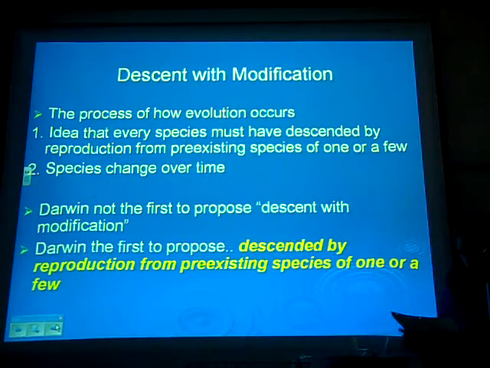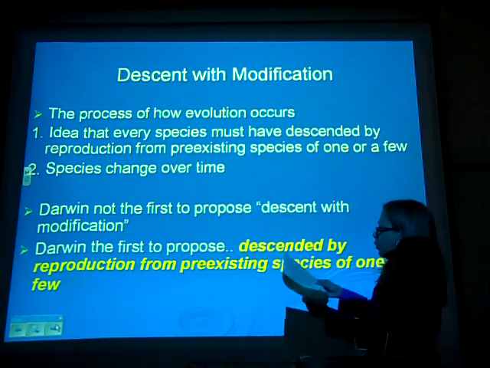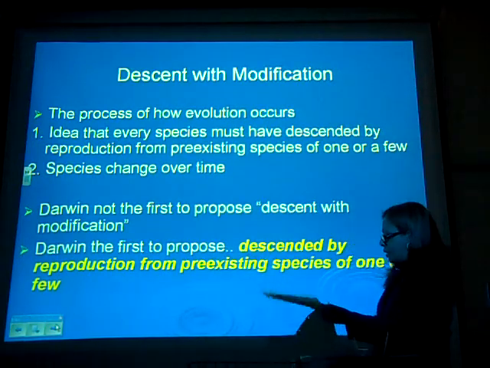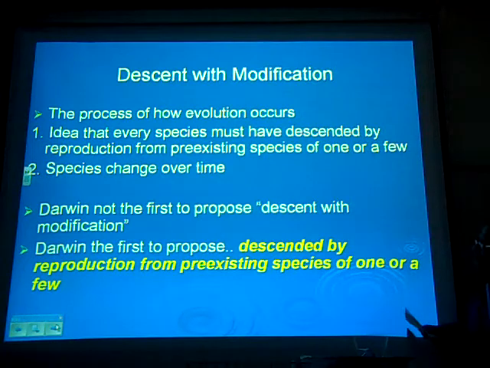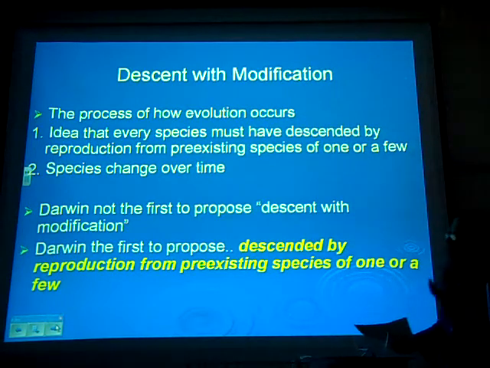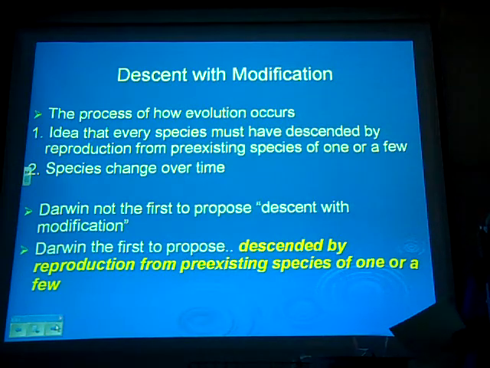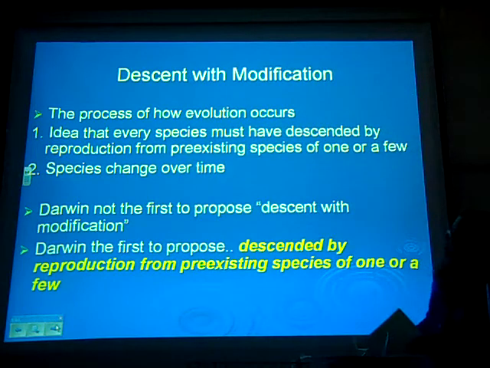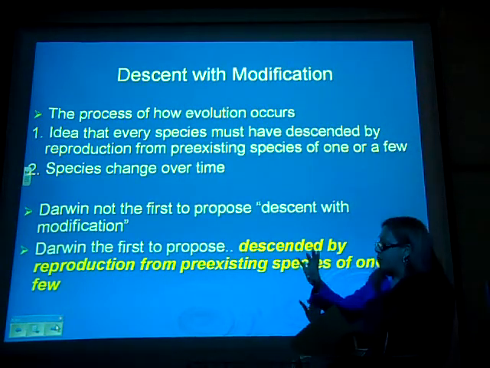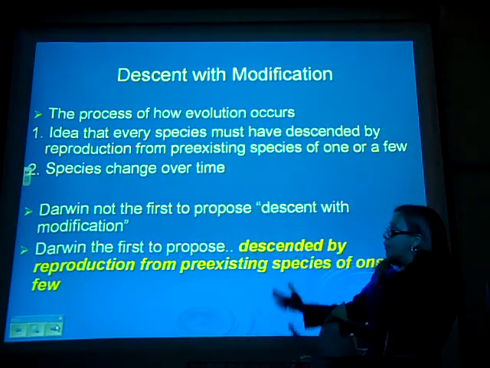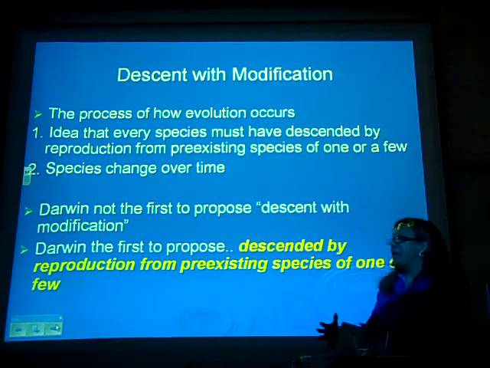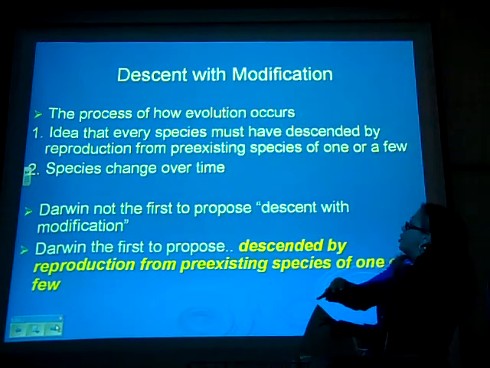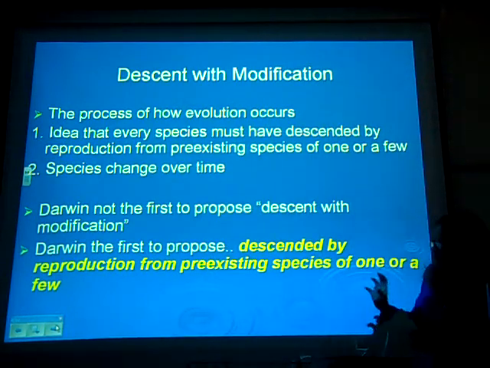And so we go on to the first part, descent with modification, and I hope that you notice that we're actually following the different parts of the guided study guide. Okay, if you haven't picked up on that by now, I'm sorry about that. But descent with modification is the process of how evolution occurs. This is the area in his theory that answers the question, how does it happen? Well, he proposed that every species must have descended by reproduction, first of all, so that's number one, that they are descendants from other organisms, and that all these organisms that we see today are basically the result of pre-existing species, one or more. Okay, so this was a crucial part of his theory.